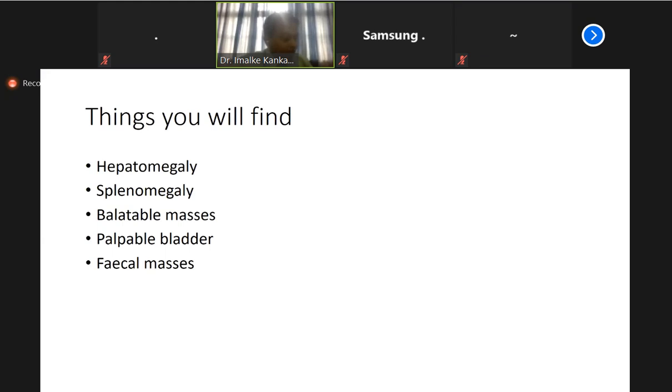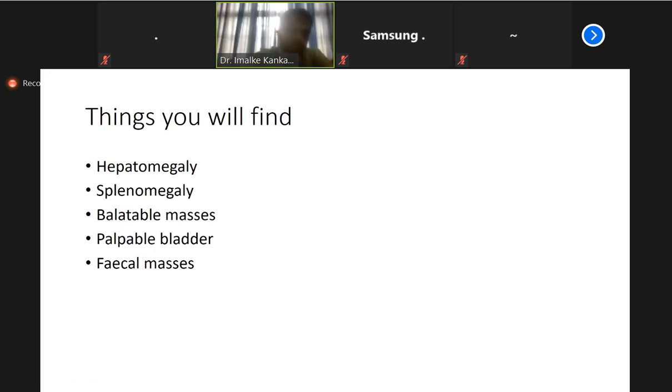Now these are the things you are going to find. Either hepatomegaly, either splenomegaly, either palpable masses. Very rarely you might get a palpable bladder as well. Some children towards the end of the abdominal examination will get a palpable bladder because they had no chance to go to the toilet. But that is not something we expect you to mention. But if it is there, you can say fecal masses.